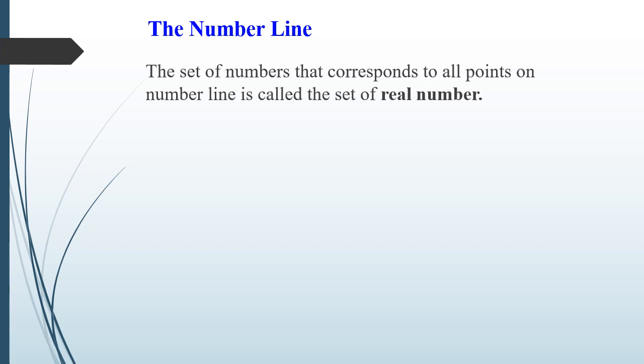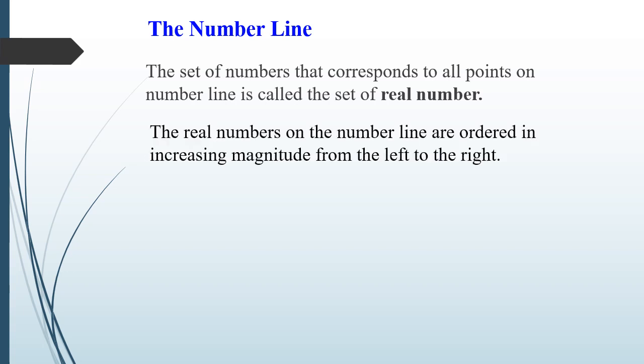For example, it can be 0.00001. It can be 1,000, 1 million, and so on. So if we represent it on a number line, it will be easier because we don't have to state all the values. Okay. The real numbers on the number line are ordered in increasing magnitude from the left to the right. Means that the most negative should be on the left side, the most positive will be on the right side.